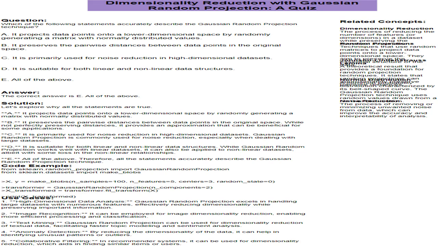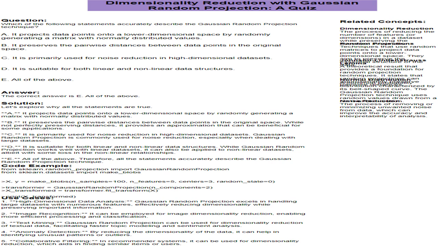B. It preserves the pairwise distances between data points in the original space. This statement is partially correct. While Gaussian random projection doesn't perfectly preserve distances, it offers an approximation that is beneficial for many applications.